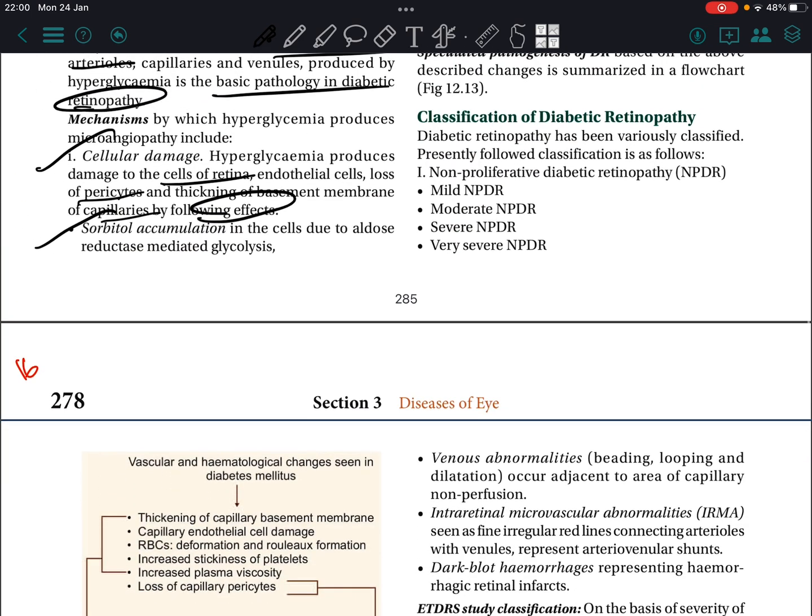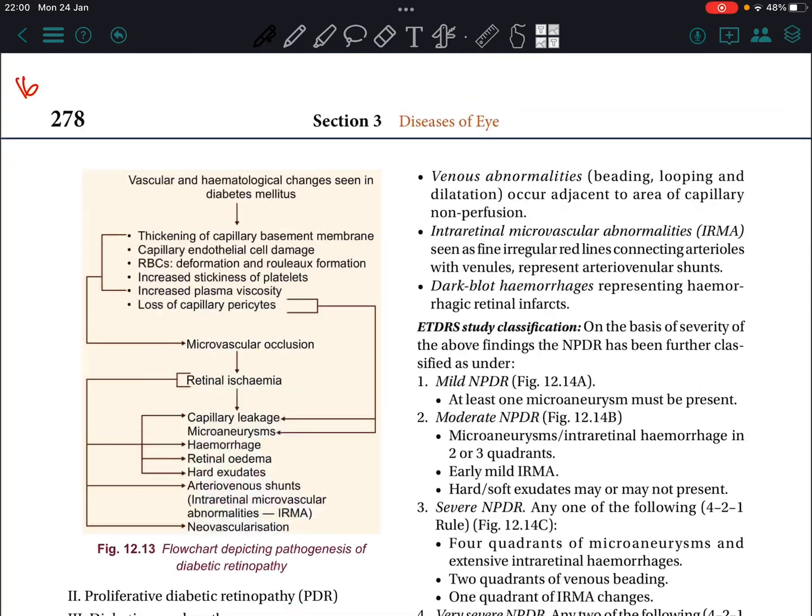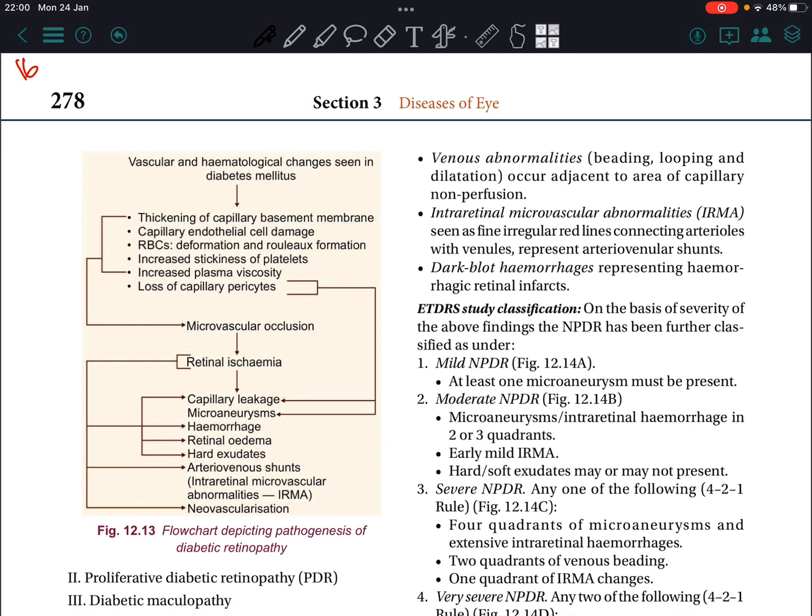We'll see the classification of diabetic retinopathy. Non-proliferative diabetic retinopathy: mild NPDR, moderate NPDR, severe, and very severe. Flowchart depicting pathogenesis of diabetic retinopathy.